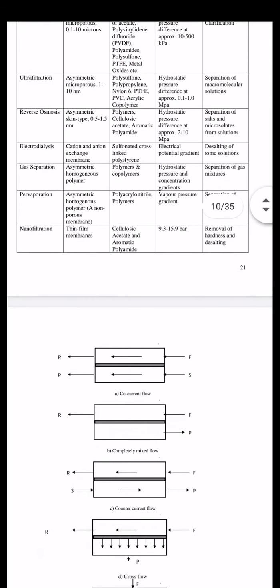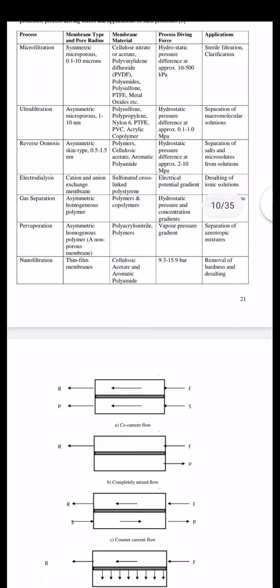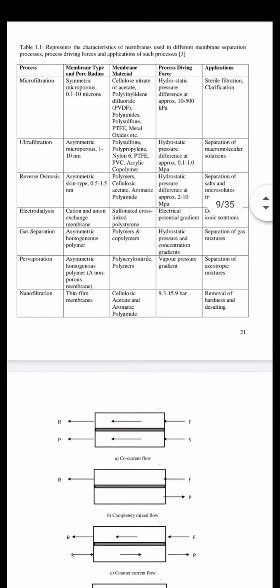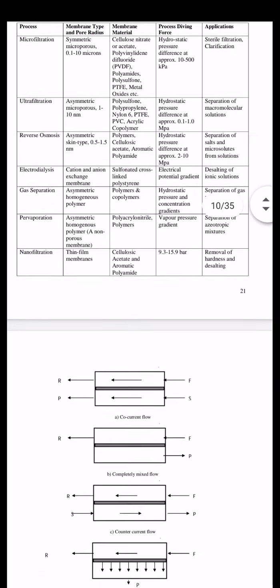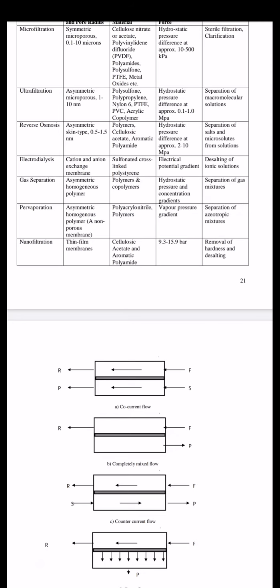But as far as chemical treatment is concerned, this is a good operation where the type of membrane is asymmetrical, skin type, and the pore radius will be 0.5 to 1.5 nanometer. Now, as far as the material of construction is concerned, for reverse osmosis we can use polymer, cellulosic acetate, and aromatic polyamides.